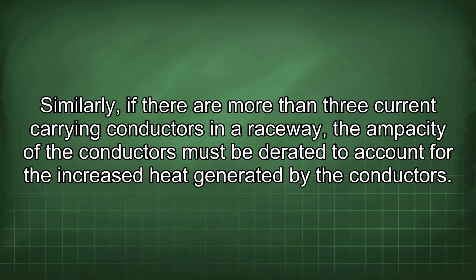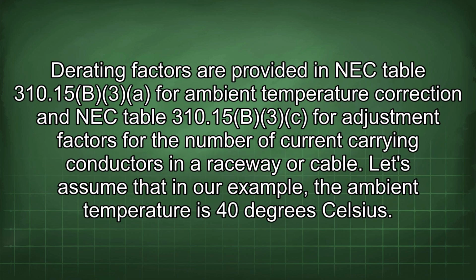Similarly, if there are more than 3 current carrying conductors in a raceway, the ampacity of the conductors must be derated to account for the increased heat generated by the conductors. Derating factors are provided in NEC Table 310.15(B)(3) for ambient temperature correction and NEC Table 310.15(B)(3) for adjustment factors for the number of current carrying conductors in a raceway or a cable.